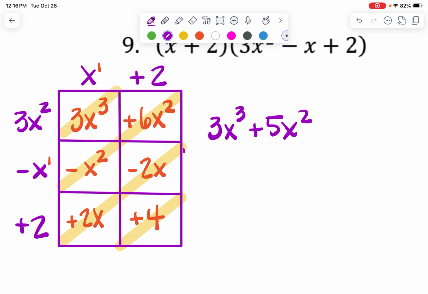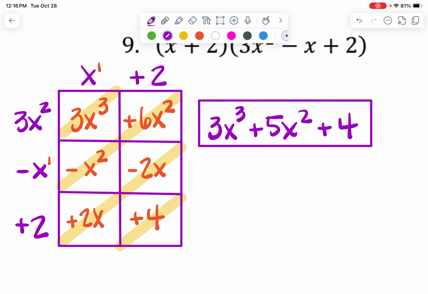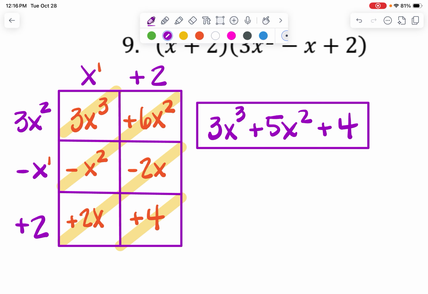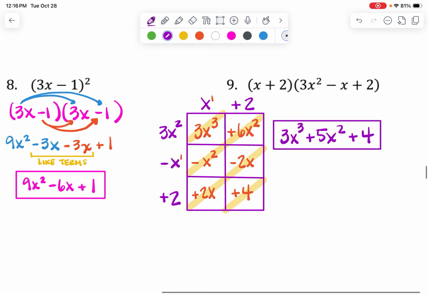And then positive 2x's minus 2x's, well, they disappear. So I actually don't have any other x's. And then plus 4. So if one of your terms cancels, then just leave it off. No, don't write any x's whatsoever. And there you have it.